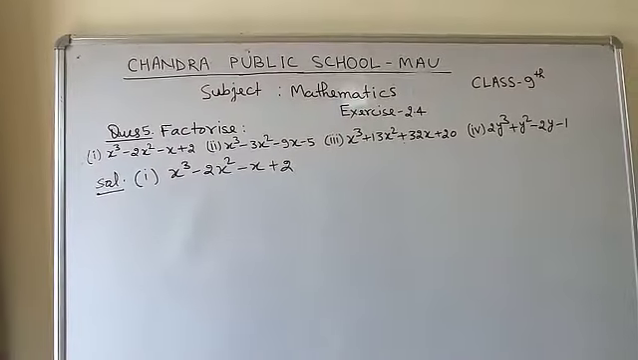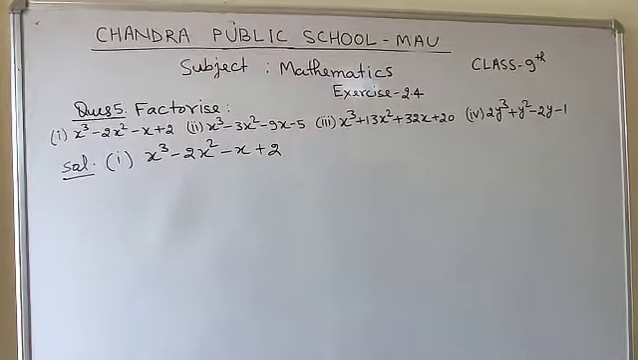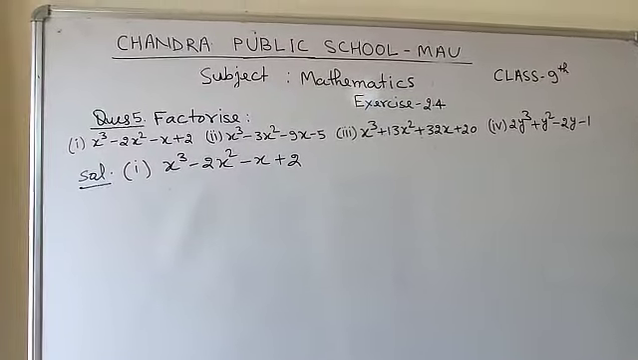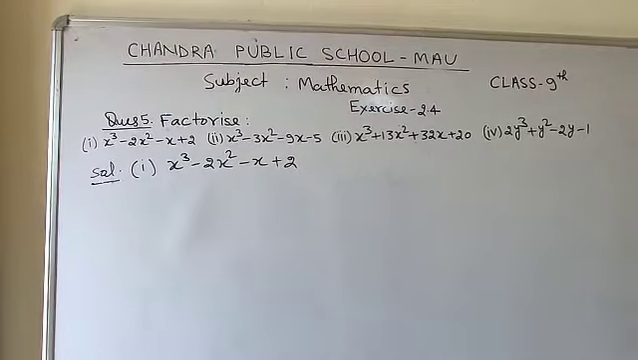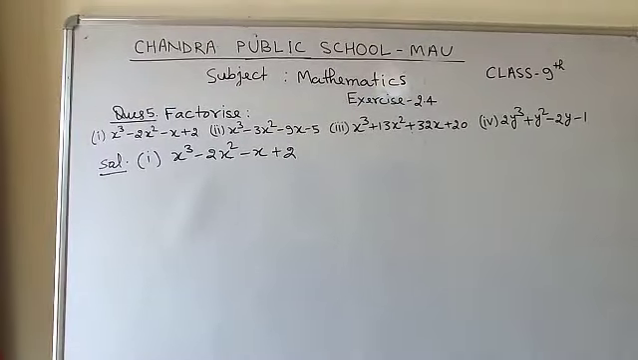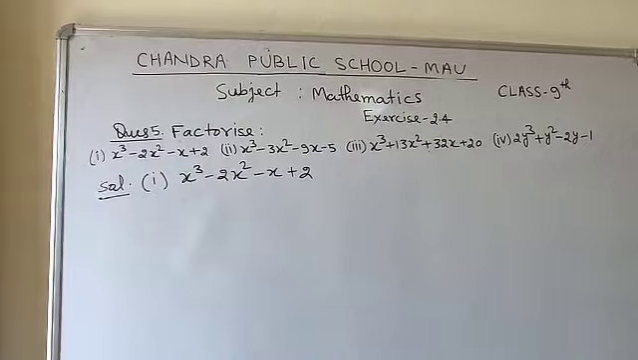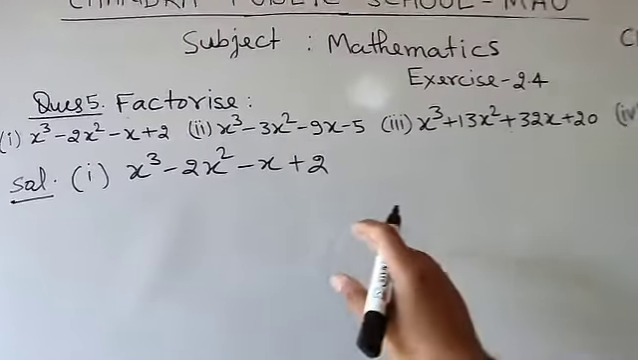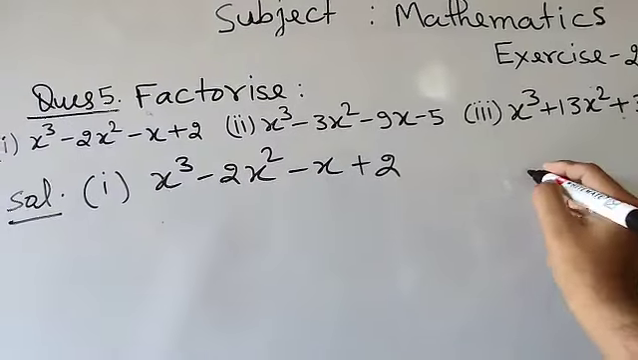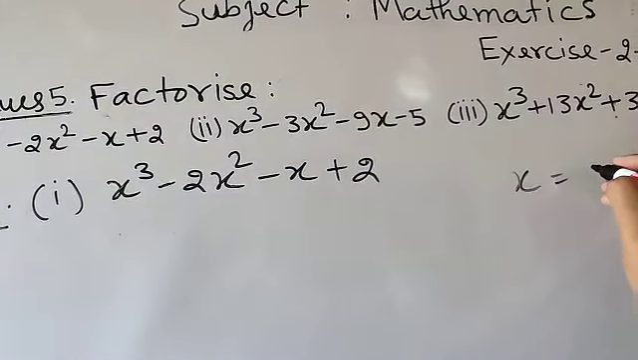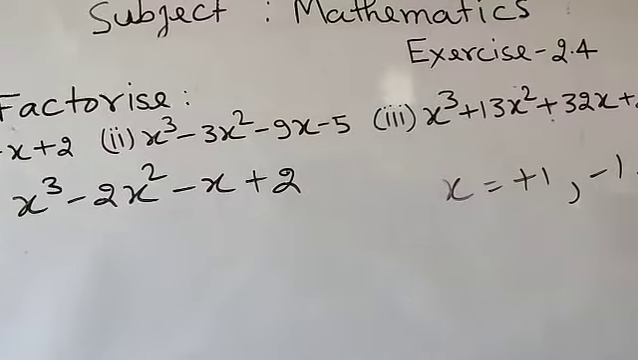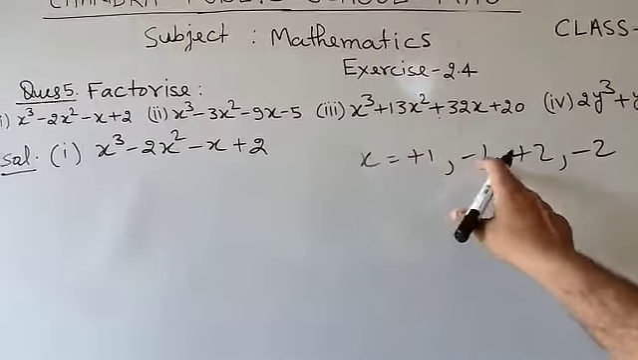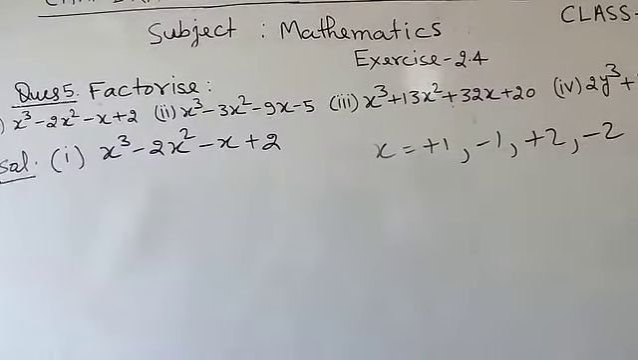So here students, first you need to find one of the factors by putting the value. For the cubic polynomial you need to put the value of x, and after that you need to calculate it, and if it is going to be equal to 0, then you will find one of the factors. So here I am going to explain how you will put the value. So here you need to put the value of x as plus 1, minus 1, plus 2, minus 2, and on which number you are going to get 0, that will be one of the factors.